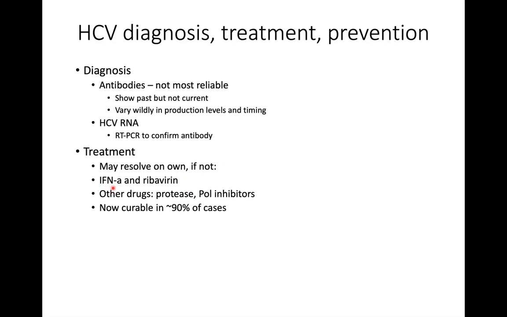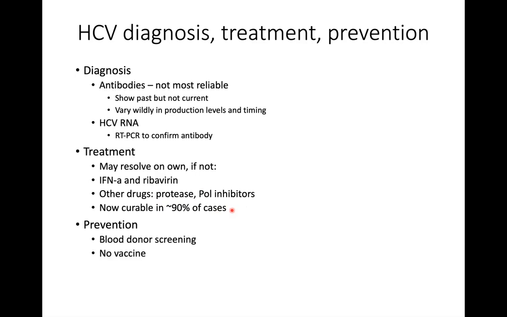So you can treat a person with interferon alpha and ribavirin to control virus replication. There are other drugs like protease inhibitors. So it's a positive strand RNA virus. It needs a protease to cleave its proteins into various pieces. You can treat with polymerase inhibitors that inhibit the viral polymerase. So there's this wide variety of choices that we have now that we didn't have before. And whereas before hepatitis C infection, particularly if it was chronic, was highly fatal, now it's curable in around 90% of cases. So we've come a really long way for hepatitis C infection.